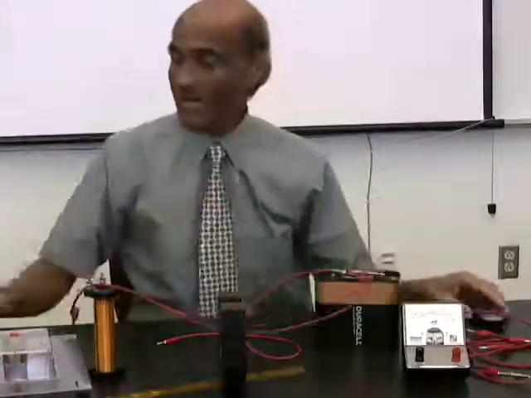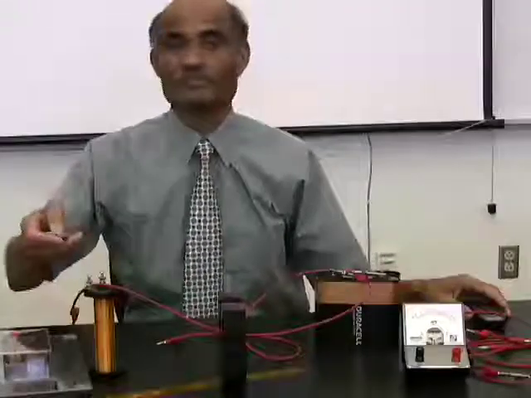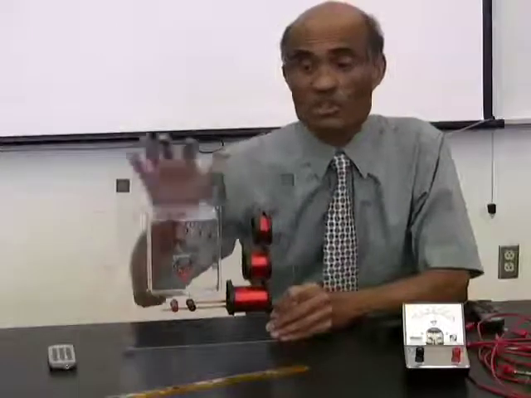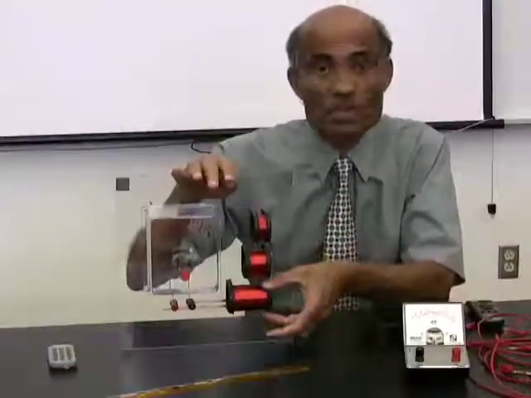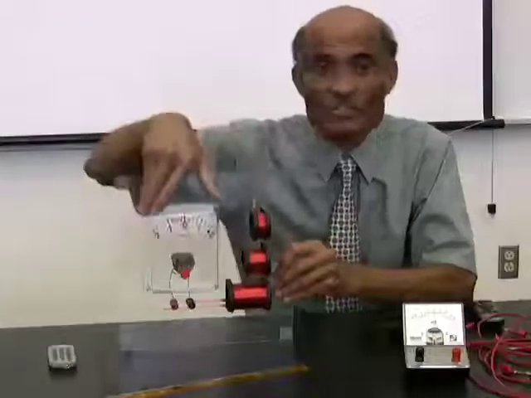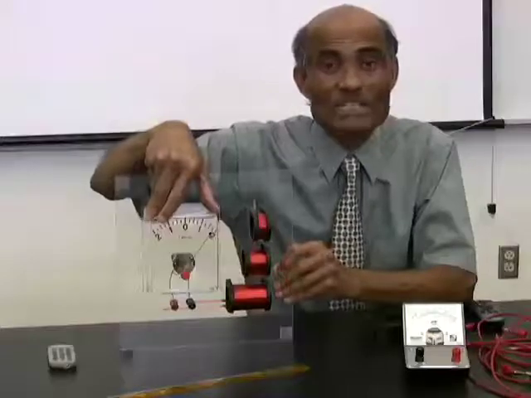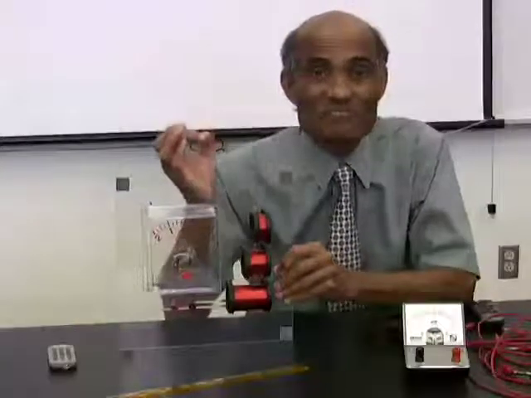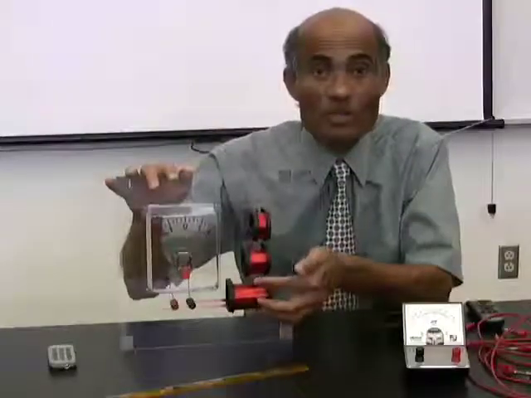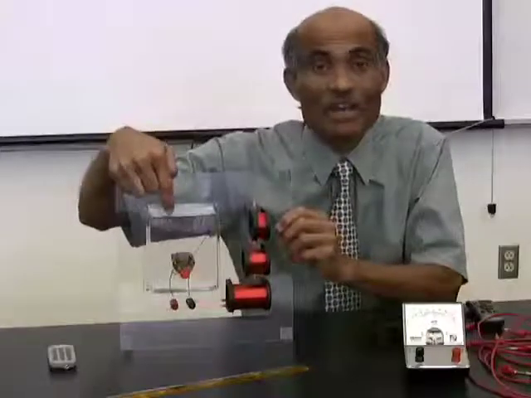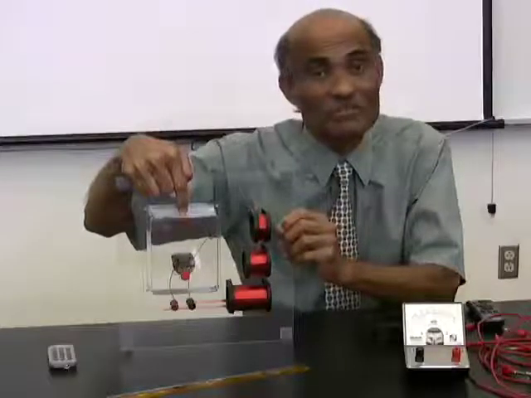Well, let me see if I can demonstrate and see if we can answer that question. To answer that question, I have here a set of 3 coils. Each of these coils is connected to an instrument called a galvanometer. A galvanometer is the device that detects the presence of current. If a current flows in any of these coils, the galvanometer will show a deflection.